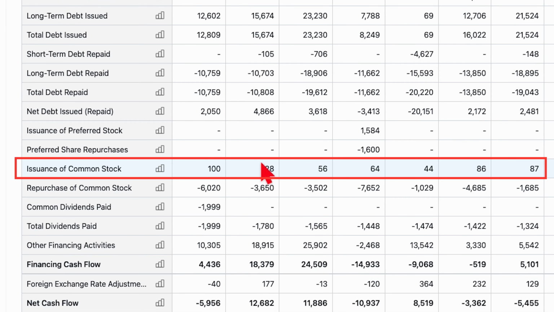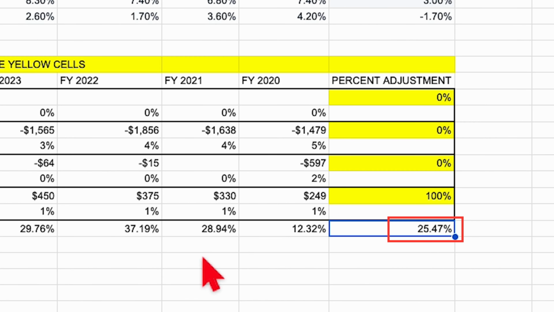But I still am going to reduce their free cash flow by the amount that they're issuing because they're saving cash on salaries because they're issuing stock, but then they're turning around and having to buy back the stock. So it's like paying cash in extra steps. I'm going to reduce their free cash flow by that amount. And as a result, the new free cash flow margin is 25%.